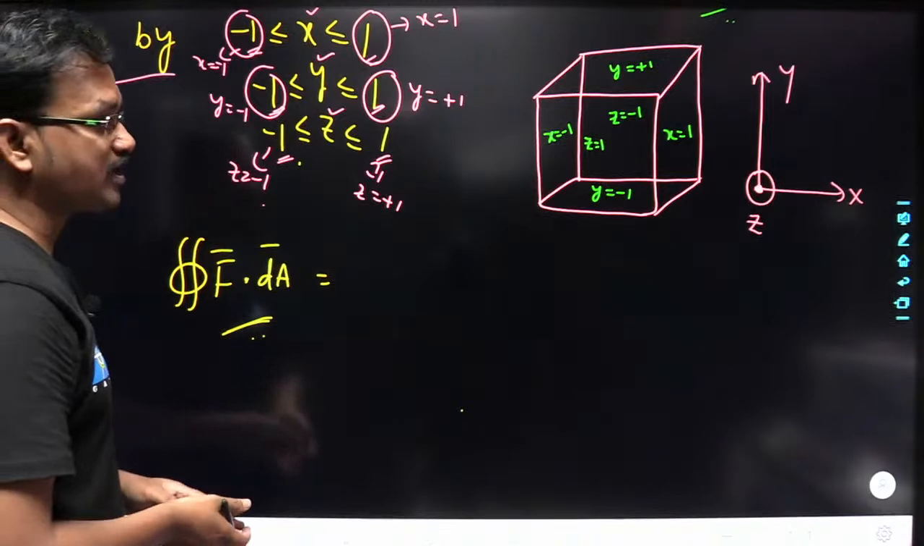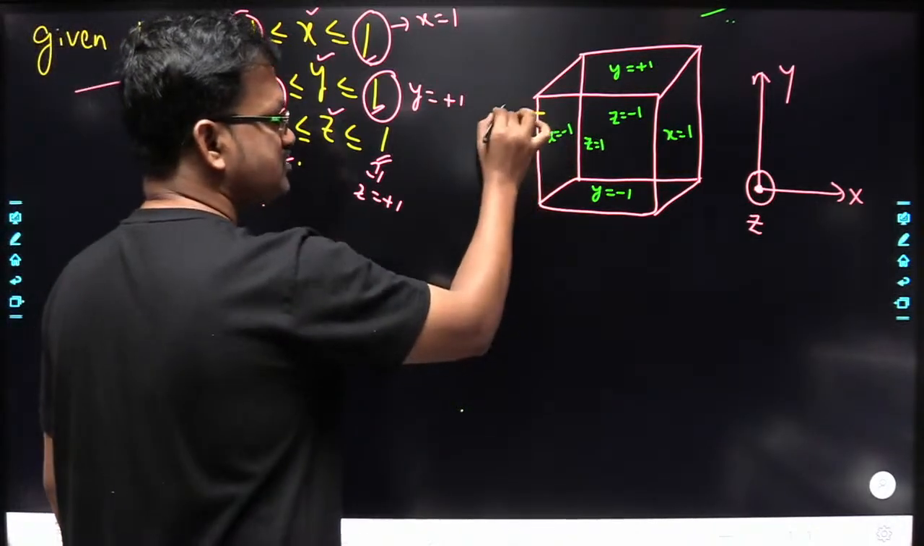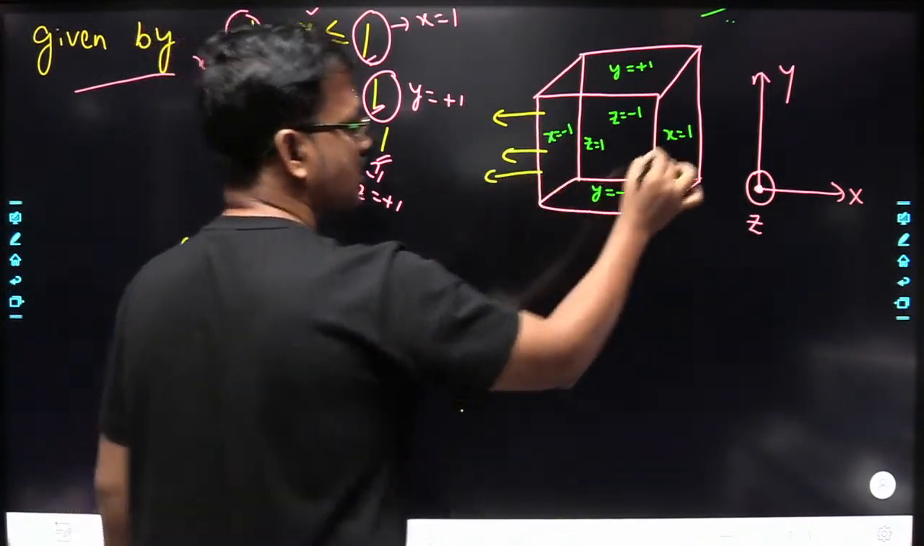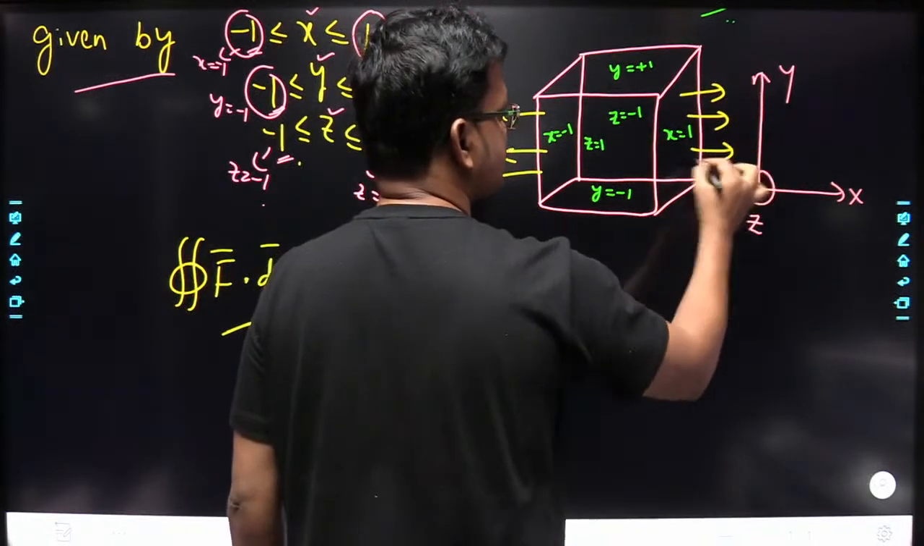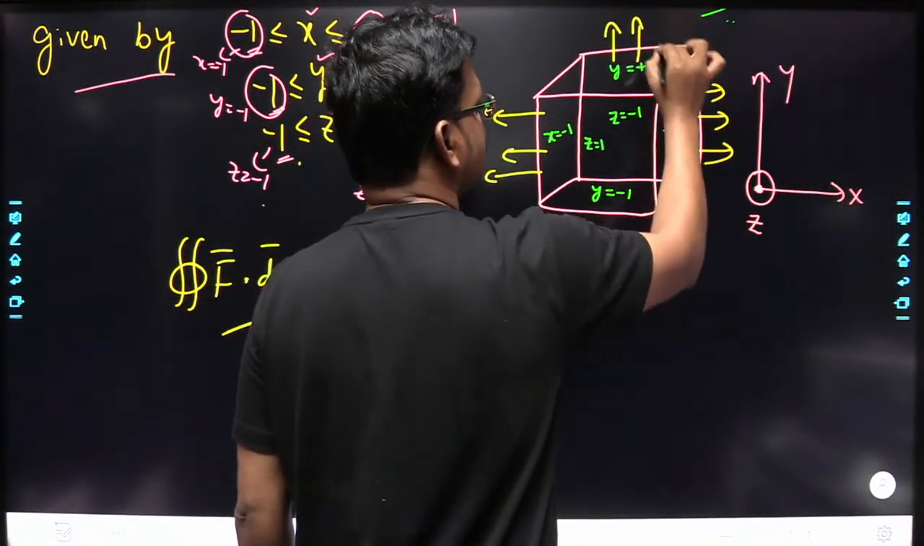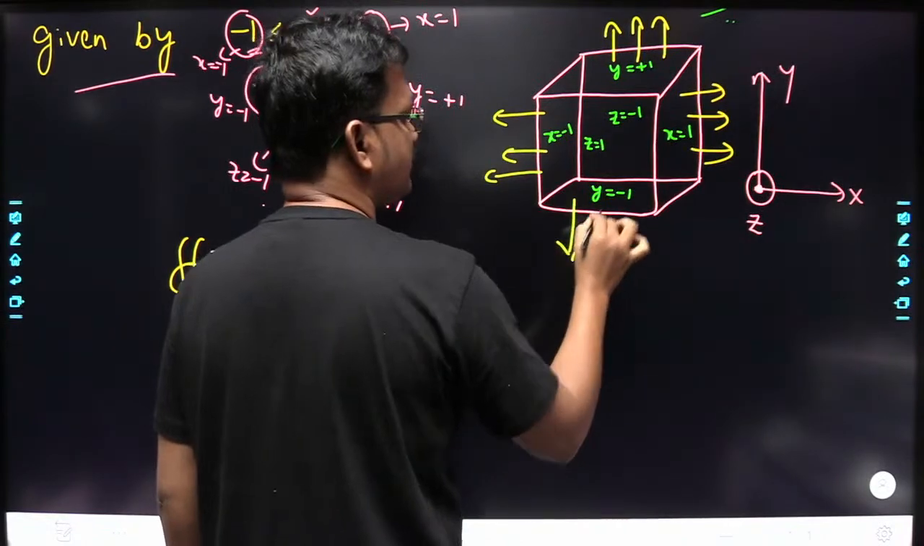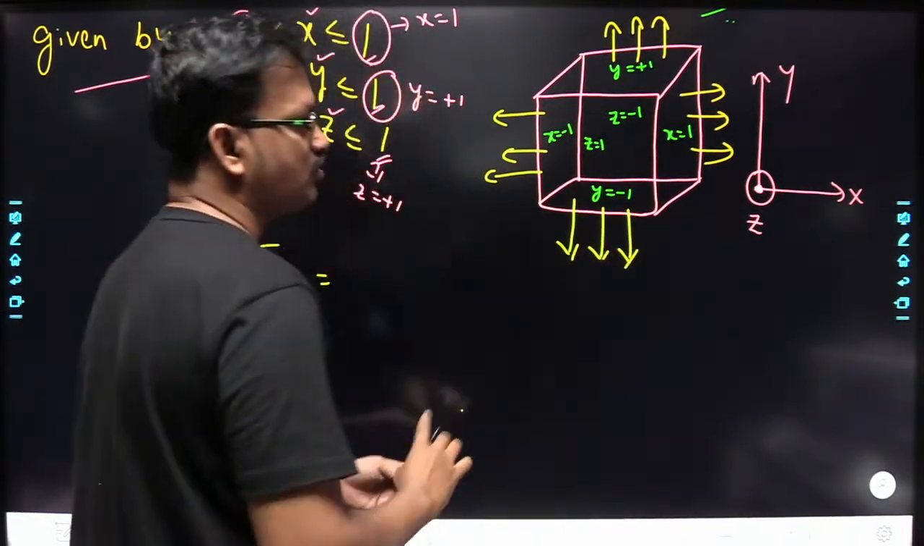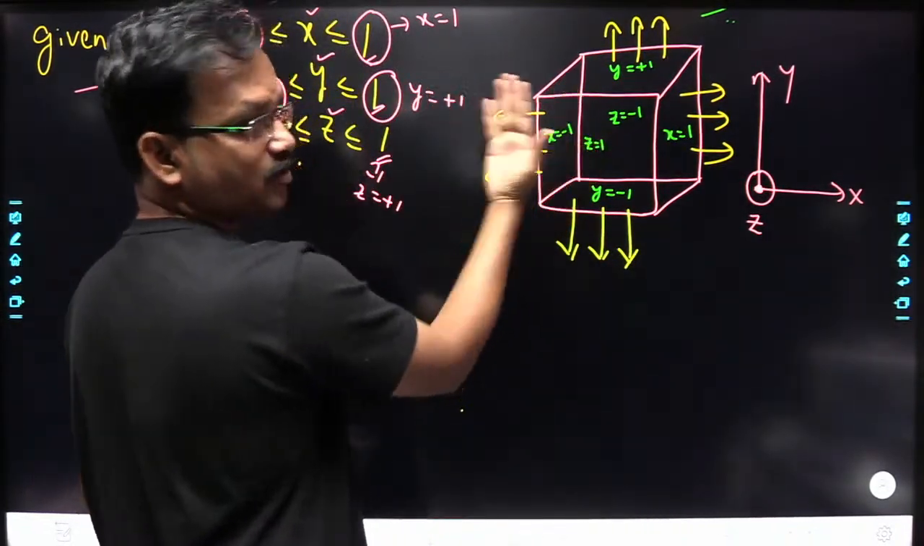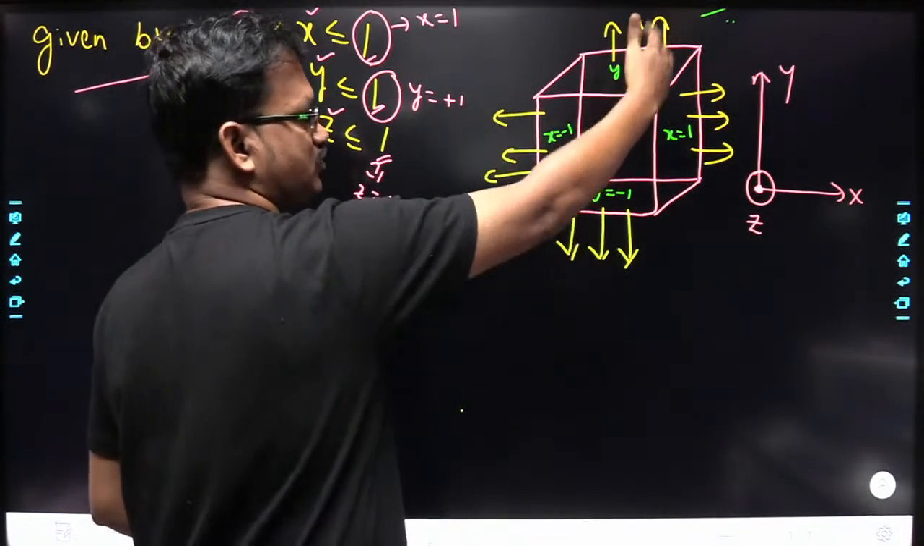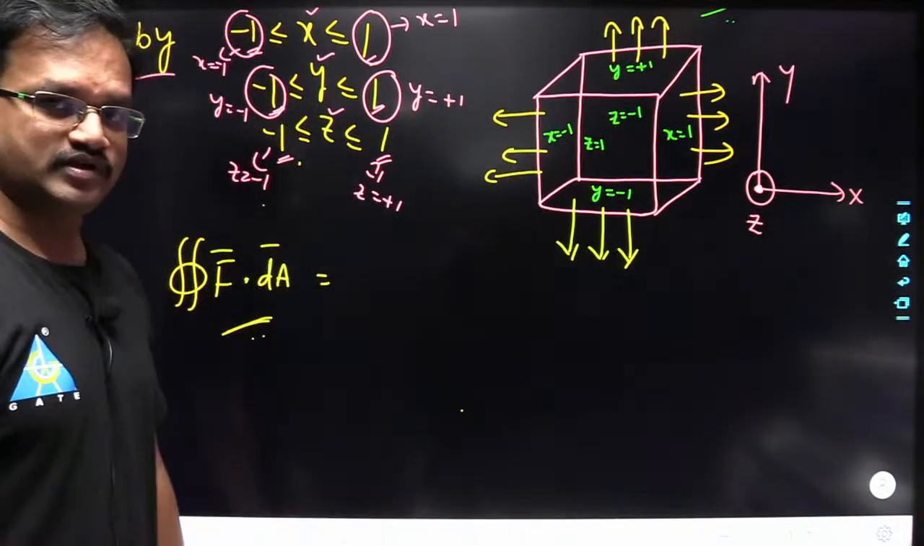So in this problem, how do you determine it? You have to determine the flux leaving through this surface, this surface, and this surface, and also the flux leaving through the z equal to 1 surface and the flux leaving through the z equal to -1 surface. Yes or no?